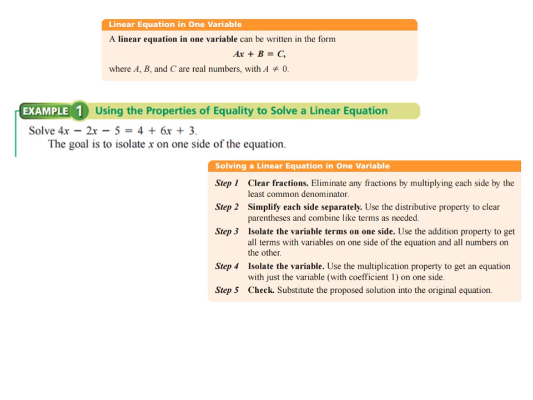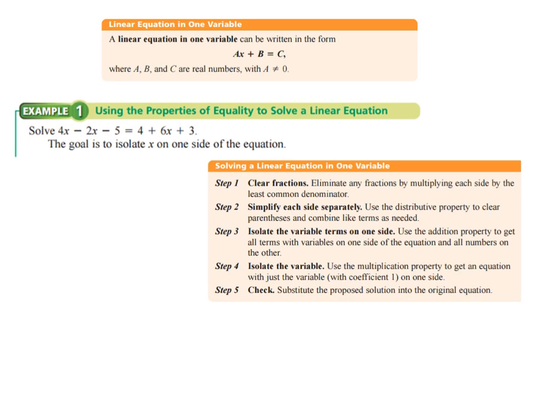So a linear equation in one variable can be written in the form a times x plus b equals c, where a, b, and c are real numbers, and a isn't equal to 0, because if a were 0, then it wouldn't really be linear anymore. So we're going to go ahead and solve this equation.